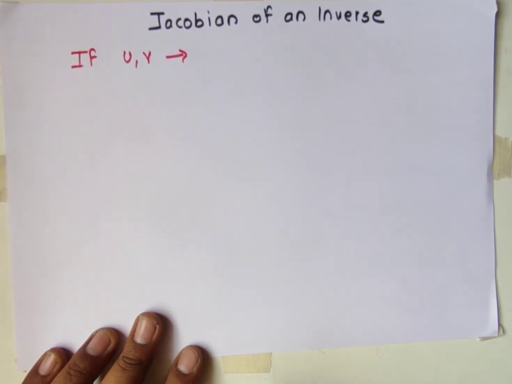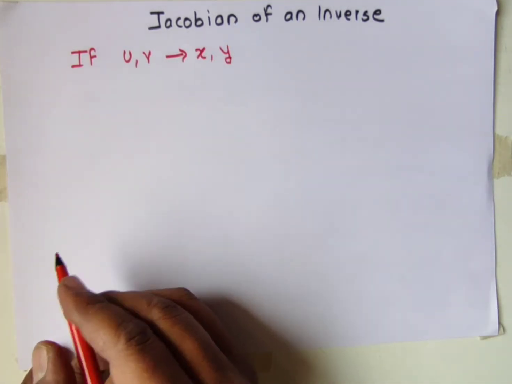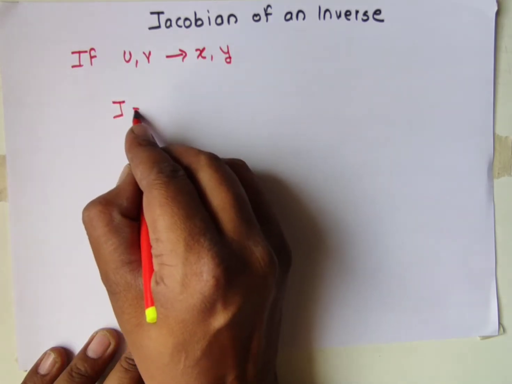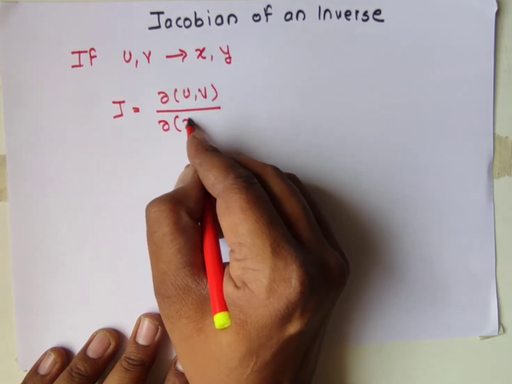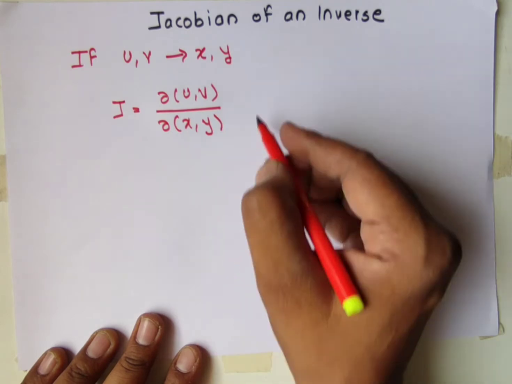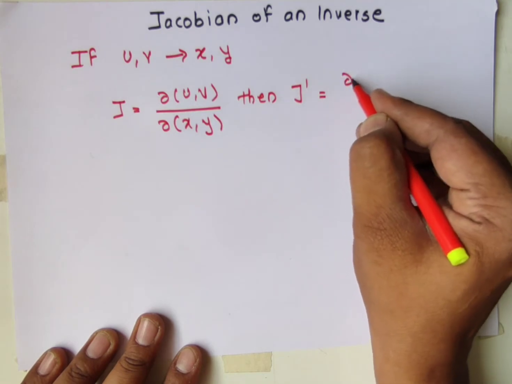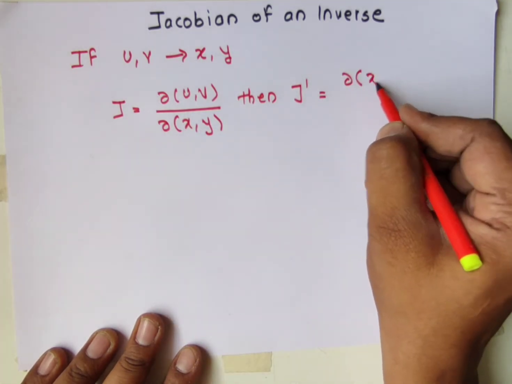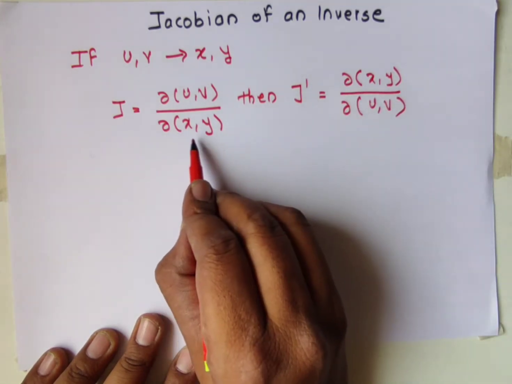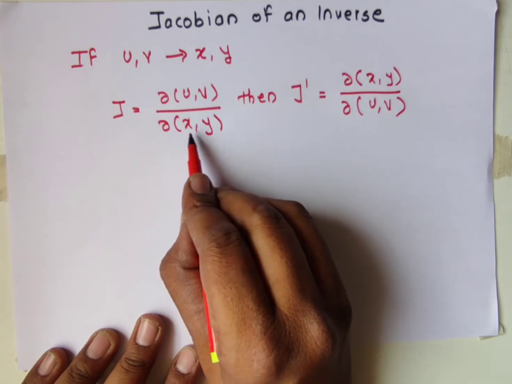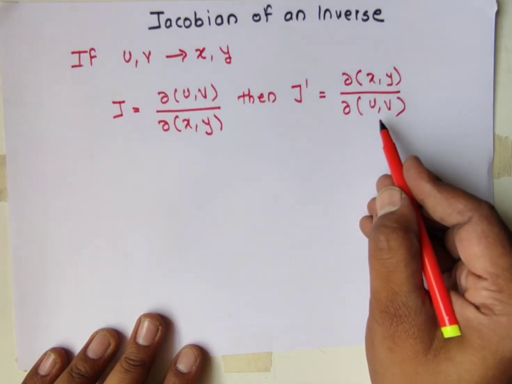If u and v are functions of x and y, then the Jacobian J is equal to ∂(u,v) upon ∂(x,y). Then the inverse of this Jacobian, J', is equal to ∂(x,y) upon ∂(u,v), so exactly the inverse of this. We take the denominator into the numerator and the numerator into the denominator.